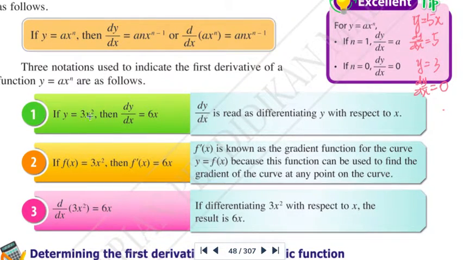If y equals 3x squared, then dy/dx equals 6x. We read dy/dx as differentiating y with respect to x. And also, f prime x is known as the gradient function for the curve y equals f(x), because this function can be used to find the gradient of the curve at any point on the curve. We substitute x, the point, then we know the gradient. If differentiating 3x squared with respect to x, the result is 6x. All these are the same, just three different readings.